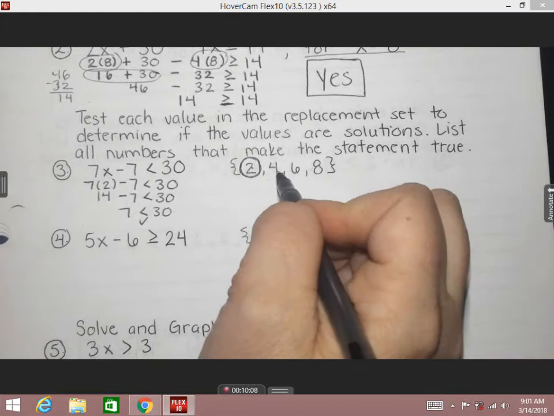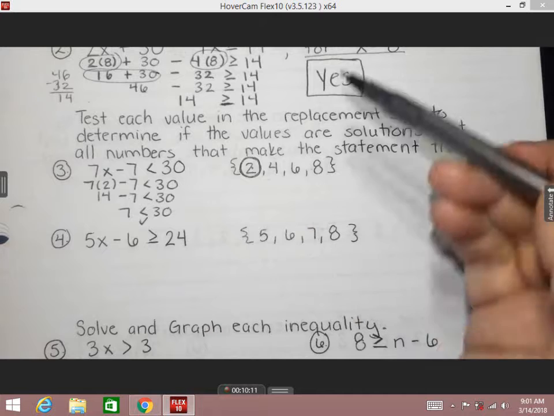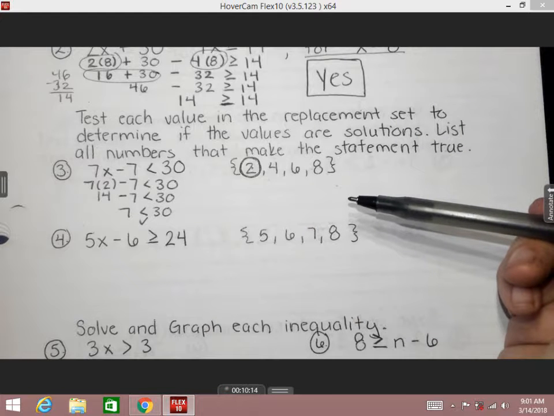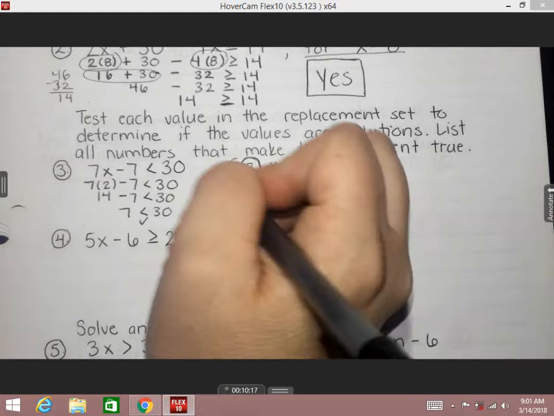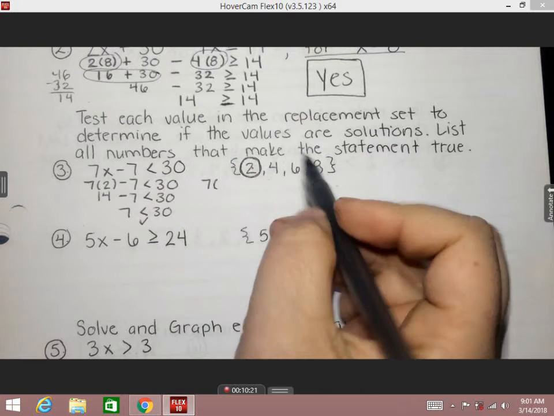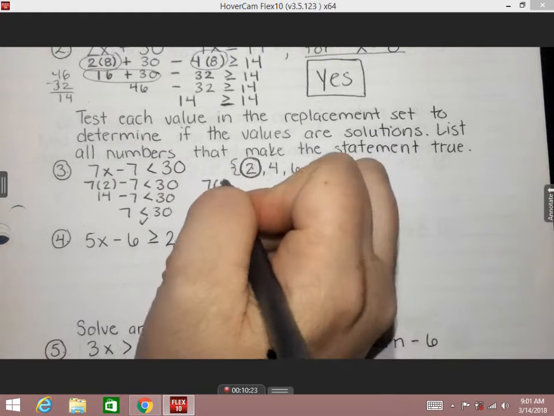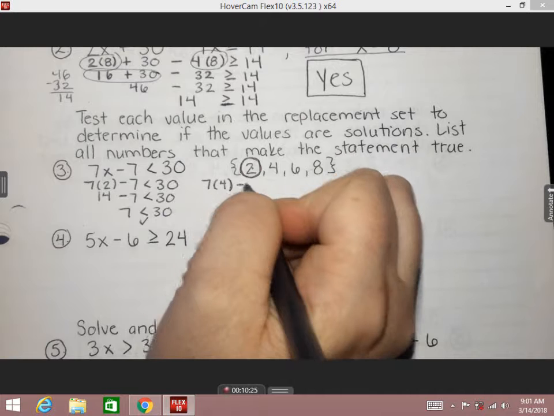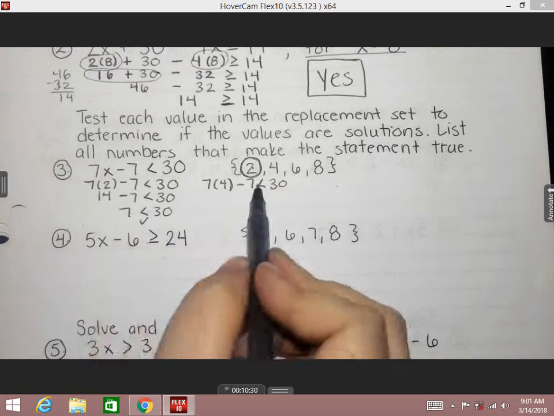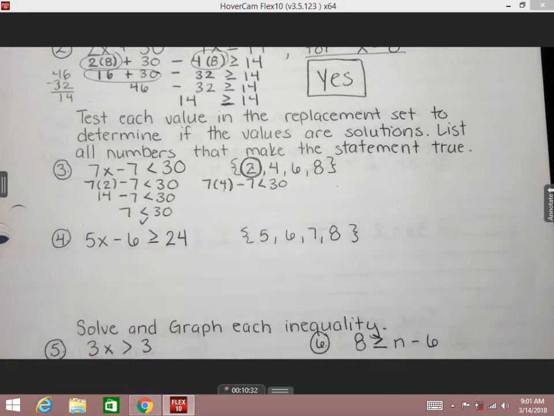4. So guys, we're going to do the exact same thing. The only difference in what we just did and what we're doing now is I don't just have one number. Now I have 4 numbers that we have to try. So we're going to write 7, and then in parentheses, this time we're going to put 4, because that's my next number. Minus 7 is less than 30. Do you see how I'm doing the exact same problem, only this time it says 4 where X was? All right? Now what, Cameron?